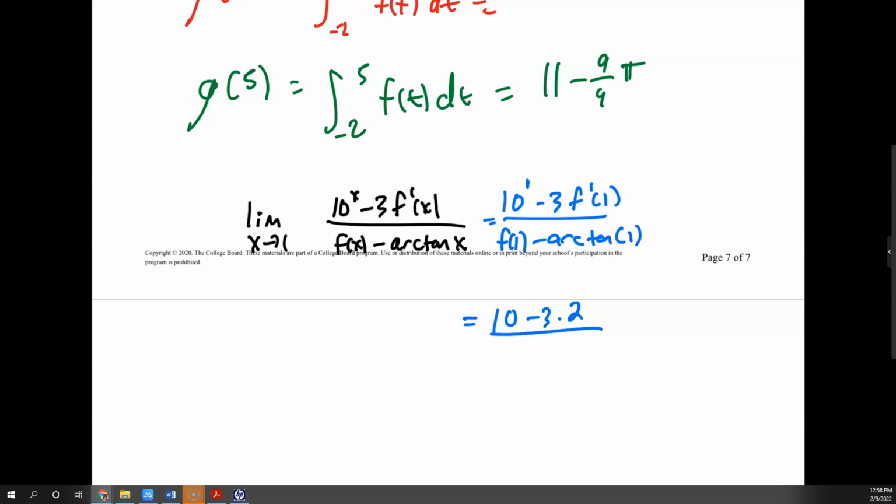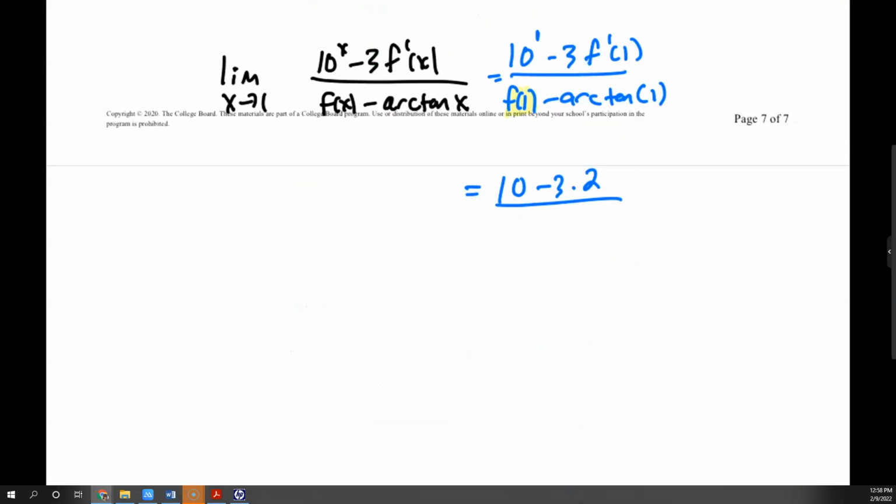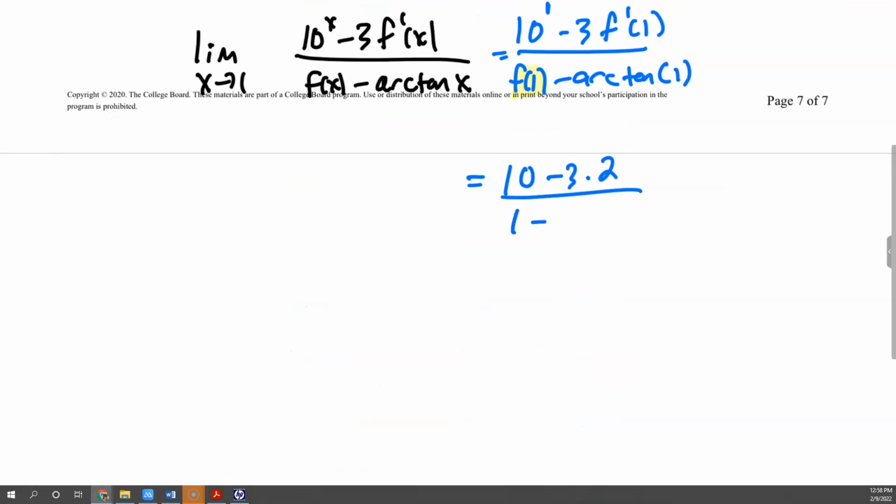Okay, what does f of 1 mean? The actual point on the graph. That's right. The actual f of 1. F of 1 is 1. Okay, now arctan of 1 equals.